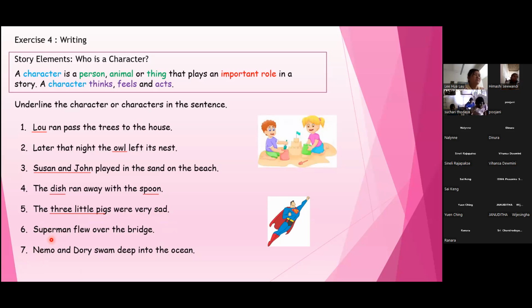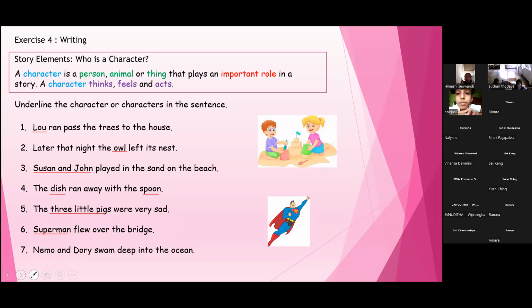Okay. Number 6. Can anybody read? Over the bridge. Very good. So who's the character here? Superman. Superman is the character of the story. And what did he do? Over the bridge. He flew over the bridge. Very good. All right.